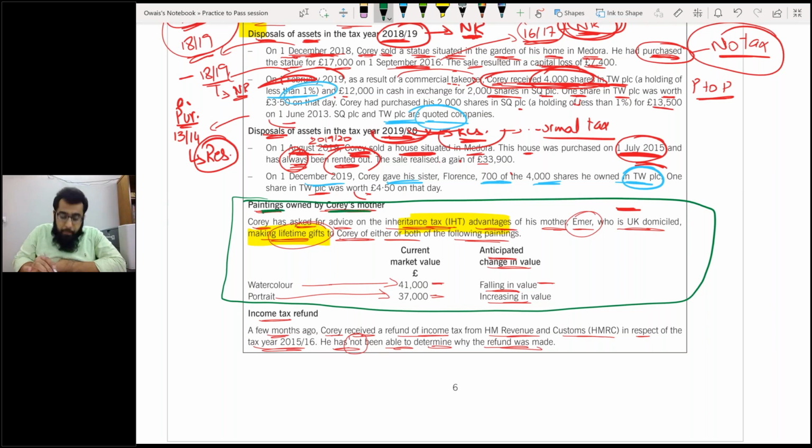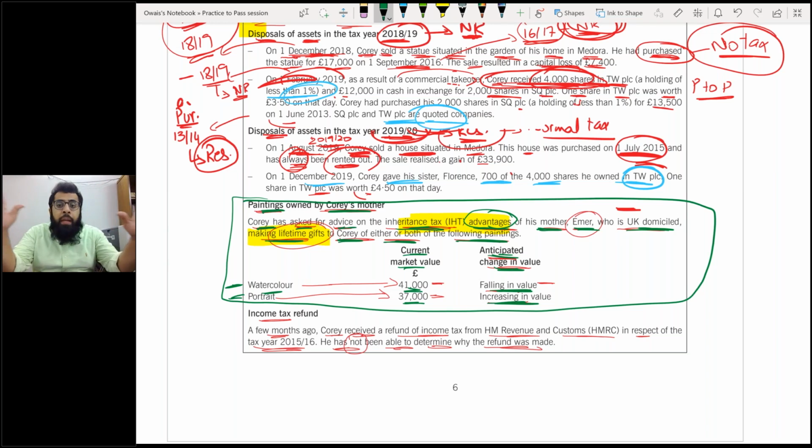Paintings owned by Corey's mother. Corey has asked for advice on the inheritance tax advantages of his mother, Emma, who is UK domiciled, of making a lifetime gift to Corey of either or both of the following paintings: watercolor and portrait. The current market value of the watercolor is 41,000. The market value of the portrait is 37,000. Anticipated changes: the watercolor value will fall, whereas the portrait value will increase.